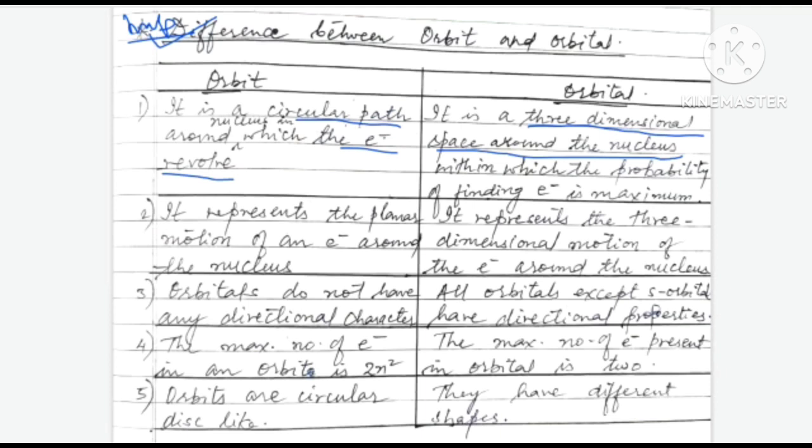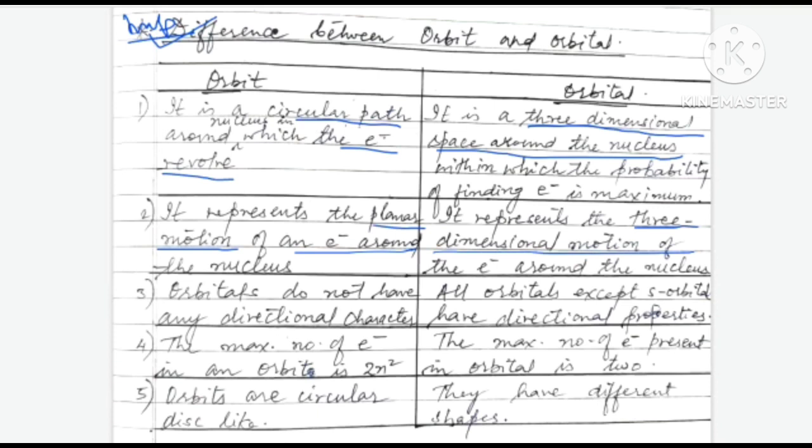If you talk about the motion of an orbit, an orbit has a planar motion, so that means it is only in a single plane, only on one plane, where the electrons revolve around the nucleus. Whereas orbitals have three-dimensional motion. That means in case of orbitals, we consider all three axes, that is x, y, and z. So therefore, orbitals have three-dimensional motion.